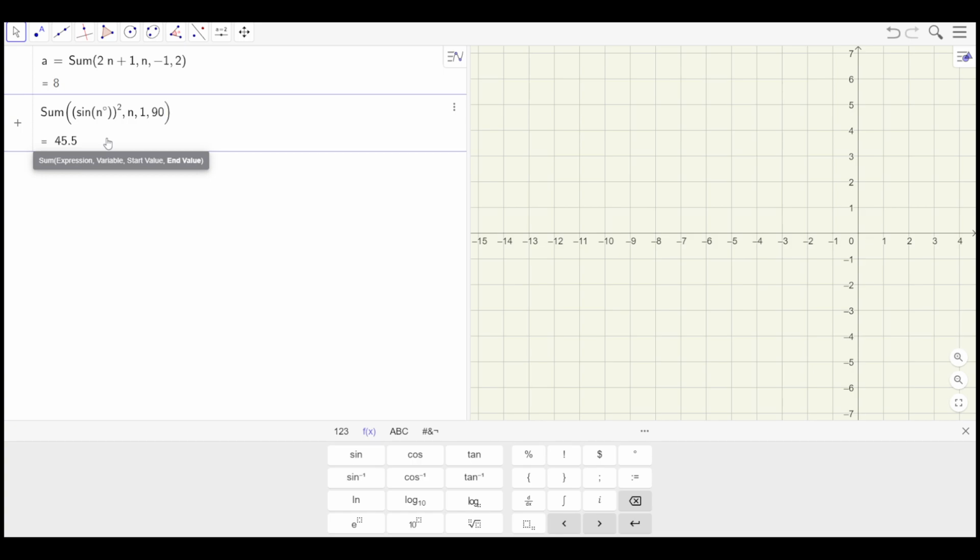Okay? So what I want you to do, for example, at home, try to solve this one using GeoGebra again. It just tells you how to practice these things. Is that clear? Okay.